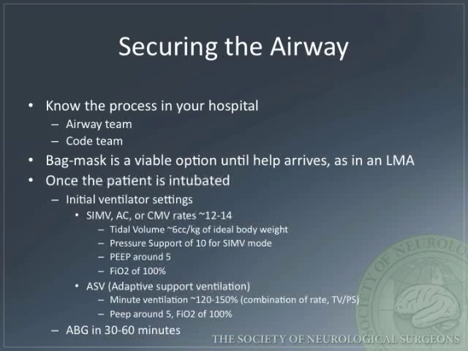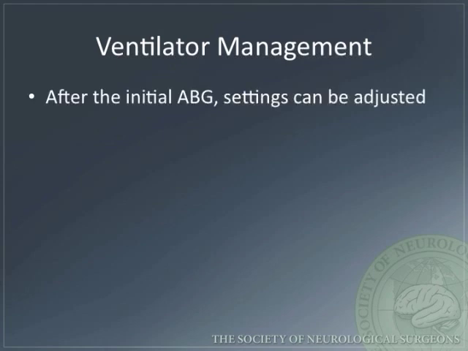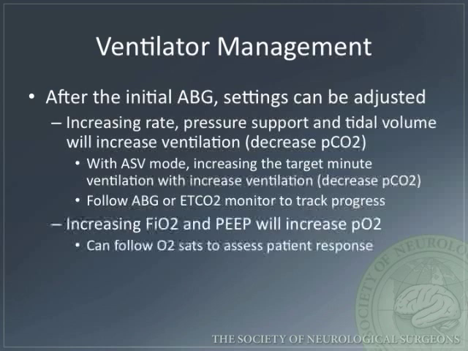Once the patient is intubated, the initial ventilatory settings must be set and an ABG must be done in 30 to 60 minutes. After the initial ABG, settings can be adjusted accordingly. Increasing rate, pressure support, and tidal volume will increase ventilation and decrease PCO2, while increasing FiO2 and PEEP will increase PO2.